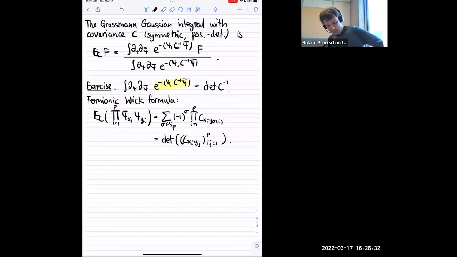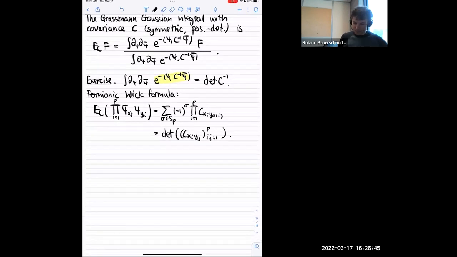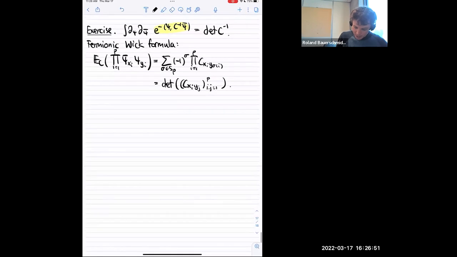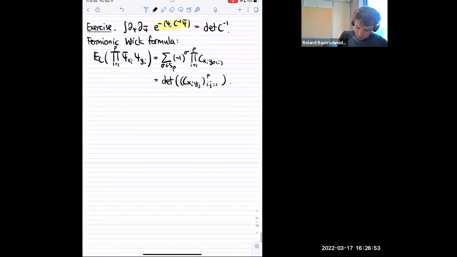I'll explain that in a second, but let me first say a few more words about this. So I've explained this formal structure. You can define this Grassmann-Gaussian integral, and I've already mentioned that it appears in the context of fermionic field theories. Here's maybe the simplest probabilistic example.